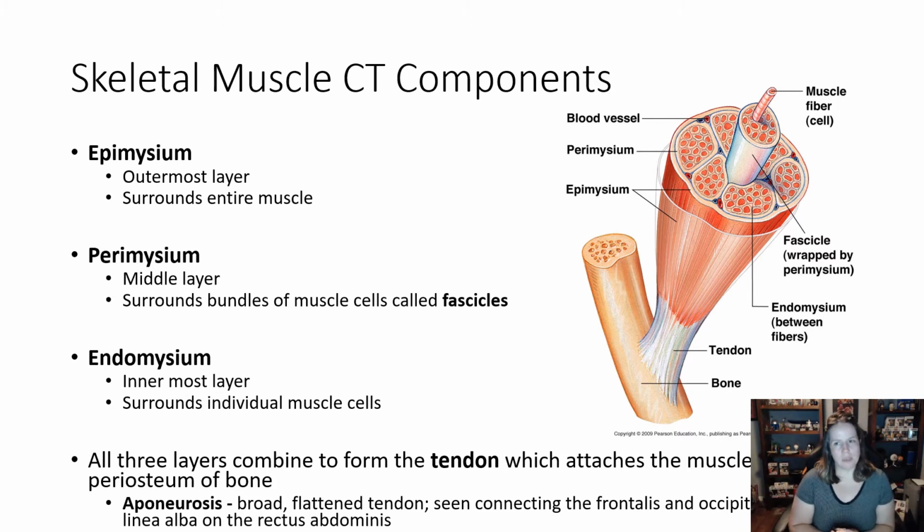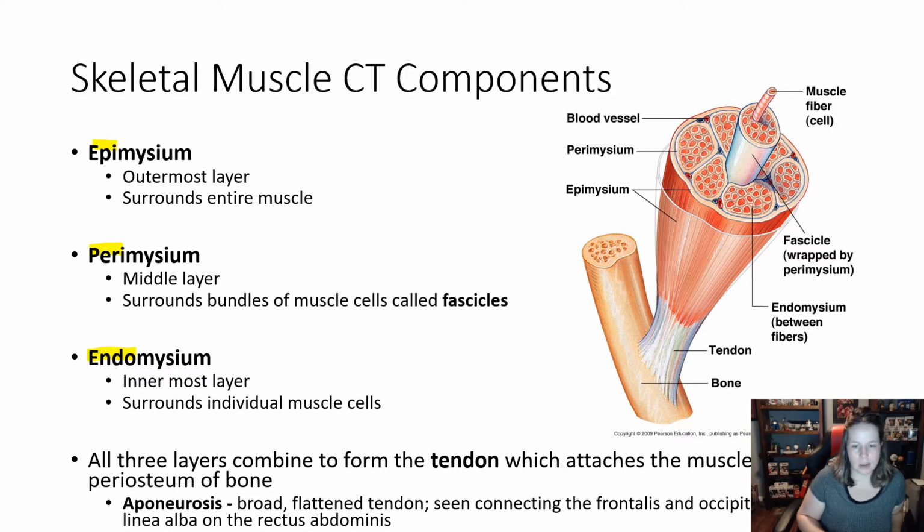Skeletal muscle is made up of a bunch of different muscle cells that bundle together and then create the whole muscle that we're going to be learning in our next chapter. Keeping everything together is a series of connective tissues, and they all have different names. So we have epi, peri, and endomysium. So we have endo, peri, and epi.